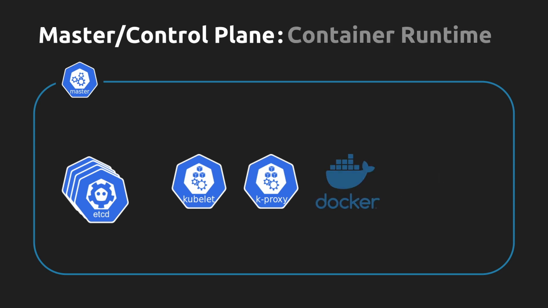And finally, what we need is a container runtime. And normally, I'm just going to put up a logo of Docker here. You'll notice that I say container runtime, but that doesn't always mean Docker. You don't have to use Docker. In fact, there are different container runtimes that you can use with Kubernetes, but Docker is definitely the most common one. So these are all the things that we need installed on our master and control plane nodes.